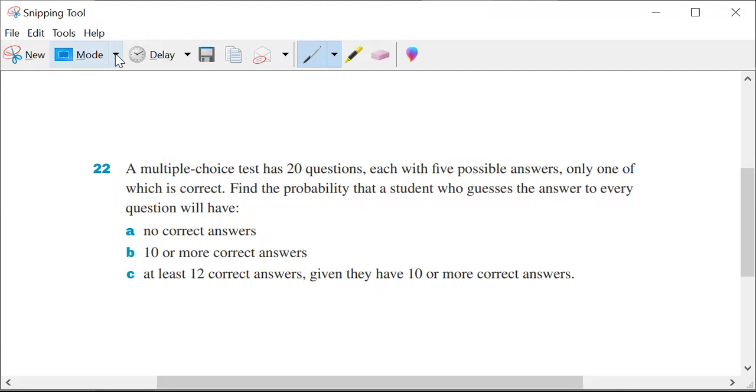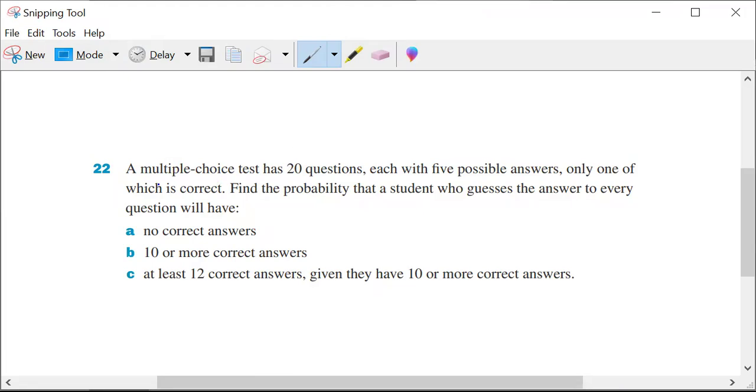So here we've got the question: a multiple choice test has 20 questions, each with 5 possible answers, only one of which is correct. Find the probability that a student who guesses the answer to every question will have A, no correct answers, B, 10 or more correct answers, and C, at least 12 correct answers, given they have 10 or more correct answers. Okay, so let's get started.